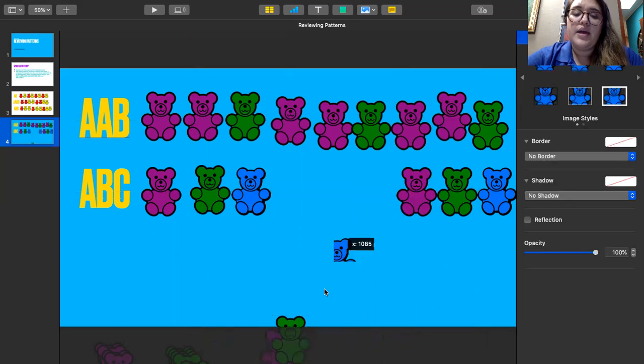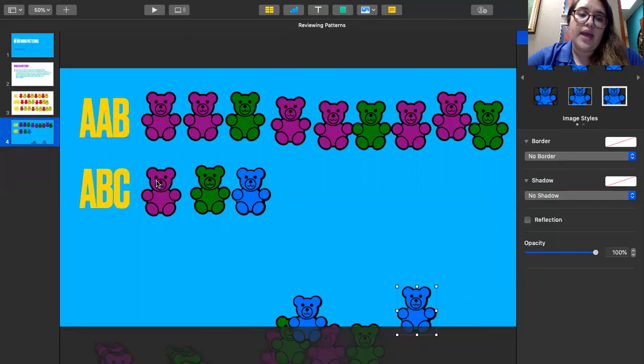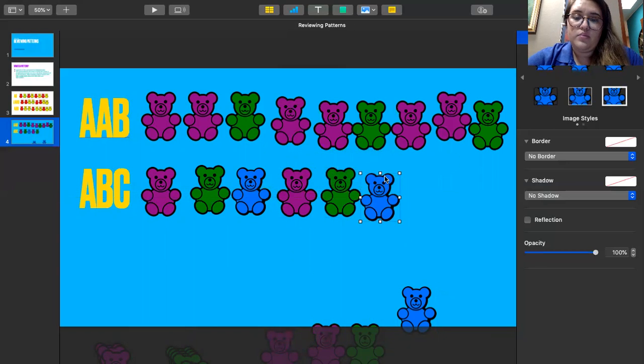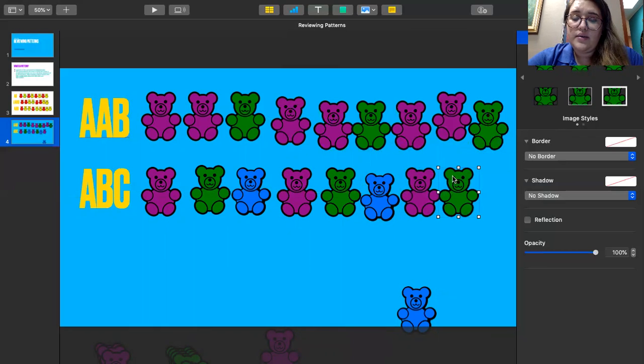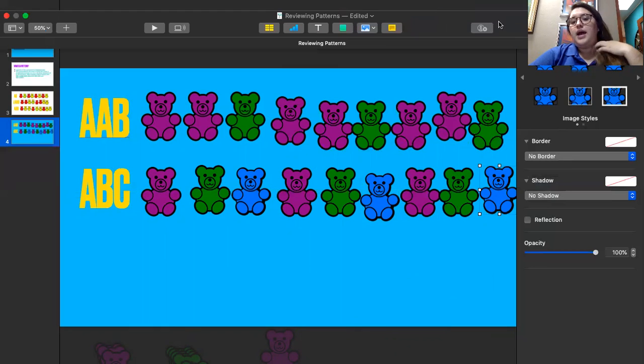Now, in an ABC pattern, I have three colors, okay? In this example, I have purple, green, and blue. So I'm going to make ABC: purple, green, blue. Purple, green, blue. Purple, green, blue. And that's an ABC pattern.